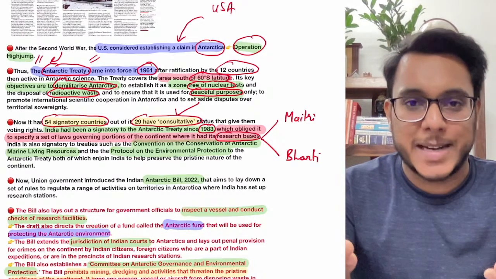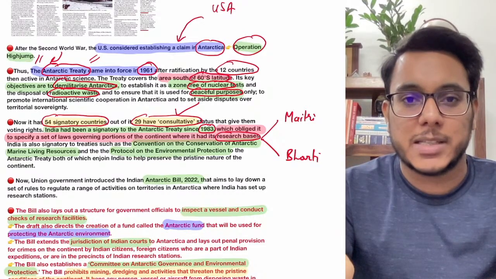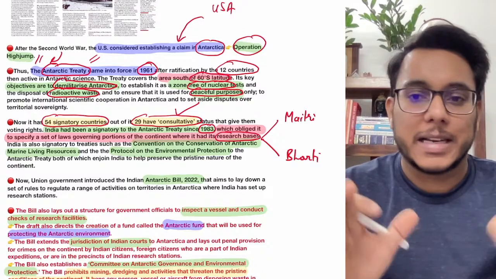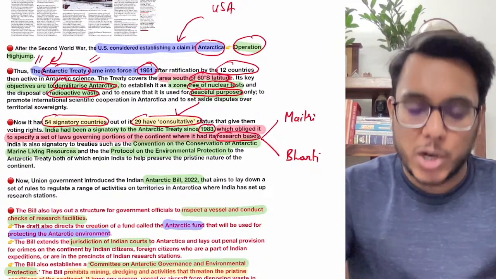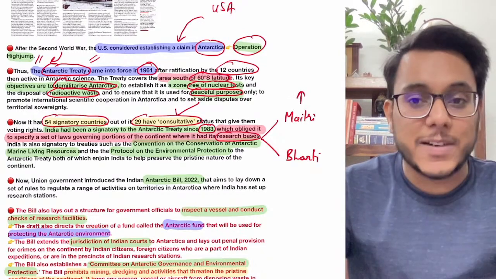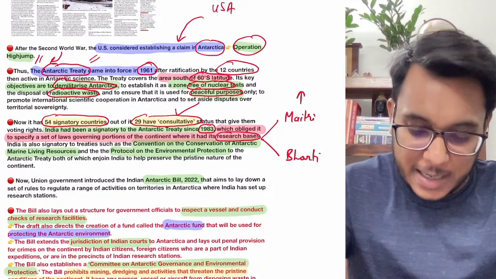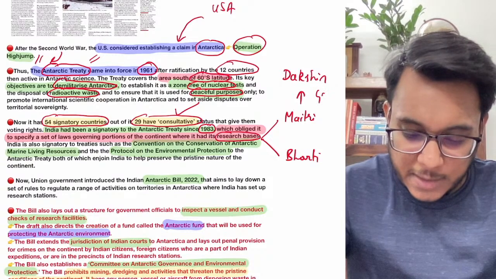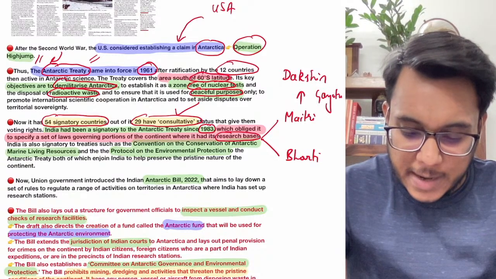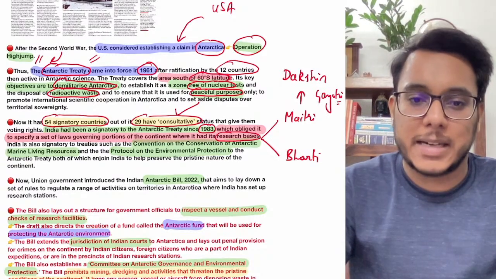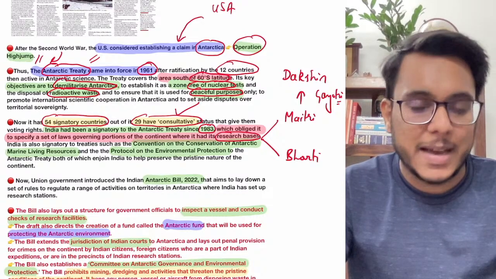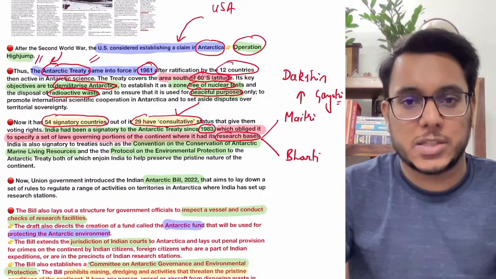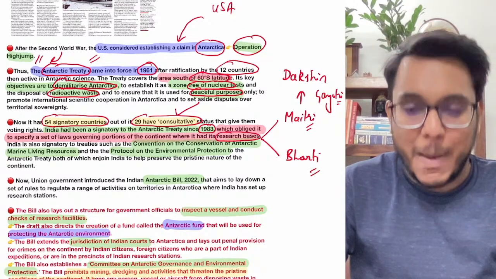We send expeditions, scientists, into these research stations, and they do their research work. One more thing I want to tell you guys: the first research base in the Antarctica was Dakshin Gangotri. Now this Dakshin Gangotri has been turned into a transit camp. It has now been abandoned, and the present two research bases are Maitri and Bharati.